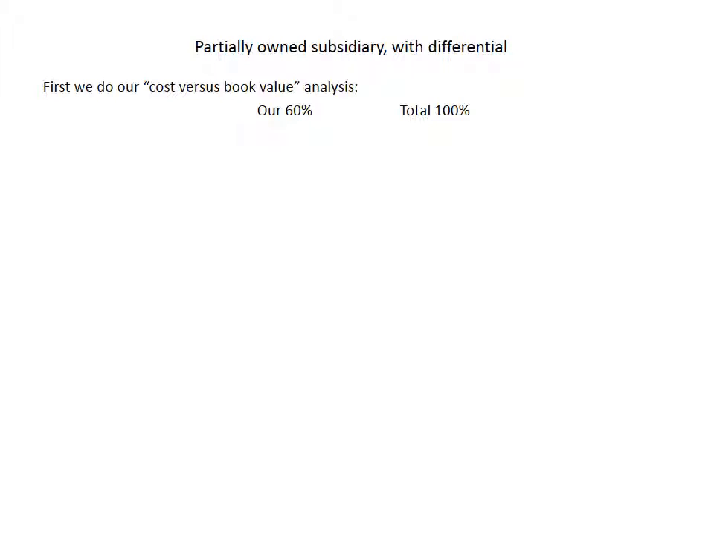First, we have to do our cost versus book value analysis. And again, we're going to need columns both for our 60% as well as for the total. First, we have the cost and fair value. Again, our 60% cost $450,000, our 60% at $450,000 plus the non-controlling interest at $300,000 gives us the total of $750,000. And again, we're almost always going to assume this strict proportionality, where if the whole thing is worth $750,000, our 60% costs 60% of $750,000, or $450,000.